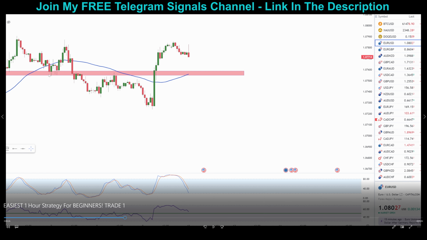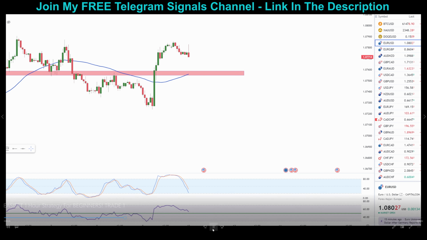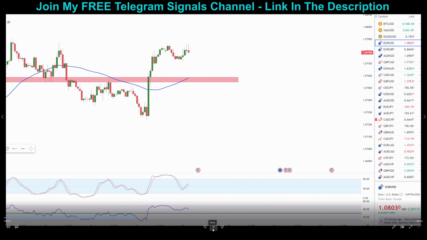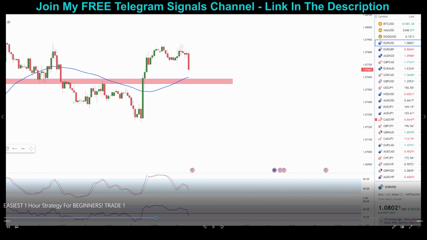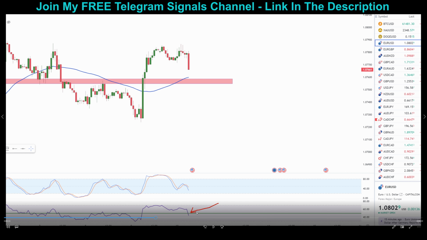I selected this little trading zone, but you don't have to. This is just a support and resistance level that kind of got my attention, but you don't have to. Okay, so hope that makes sense. So once that level is reached, like it happened literally right here, you see it? It even crossed a little bit. So that's when we enter a buy position.